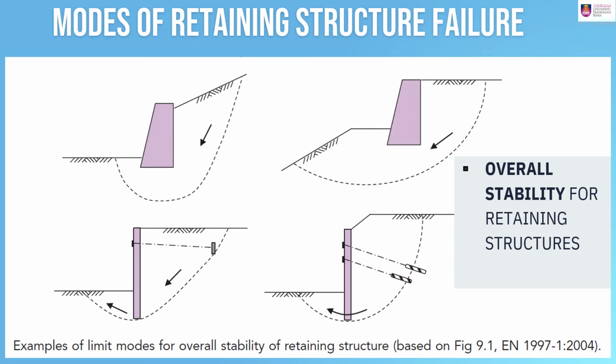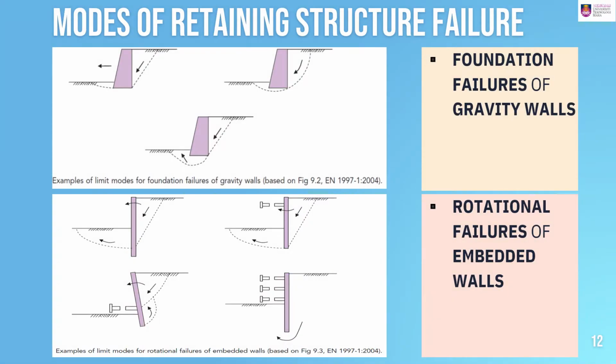This is an example of modes of retaining structure failure. For the case of overall stability for retaining structure, you can see here the slip circle of the failure if you have the gravity wall, and also the flexible wall. Again, for gravity wall, foundation failure may occur, and for embedded wall, there are some kinds of rotational failures.